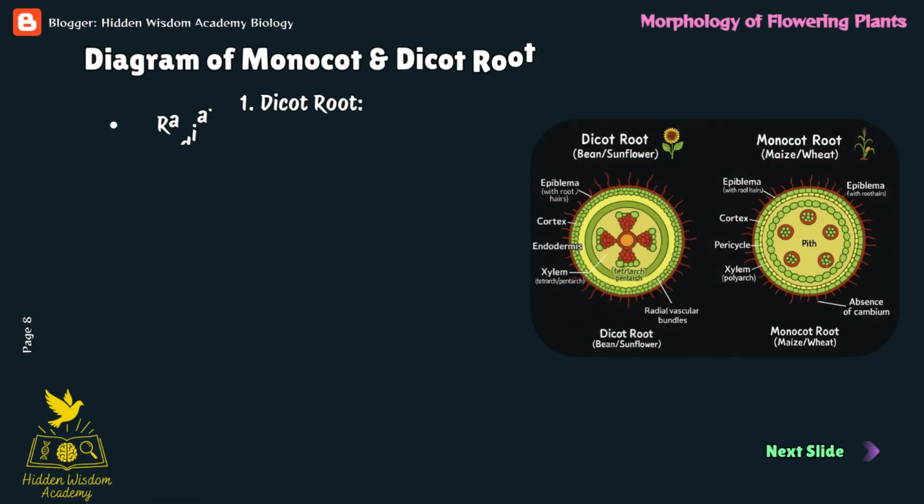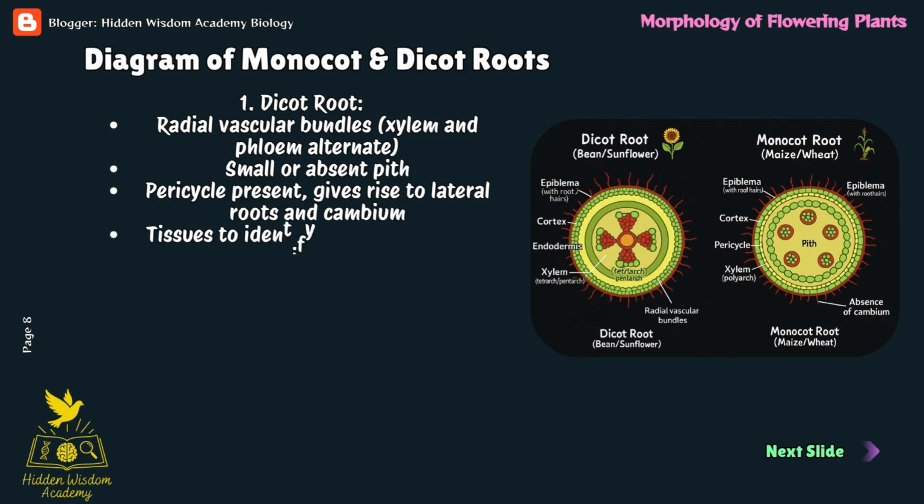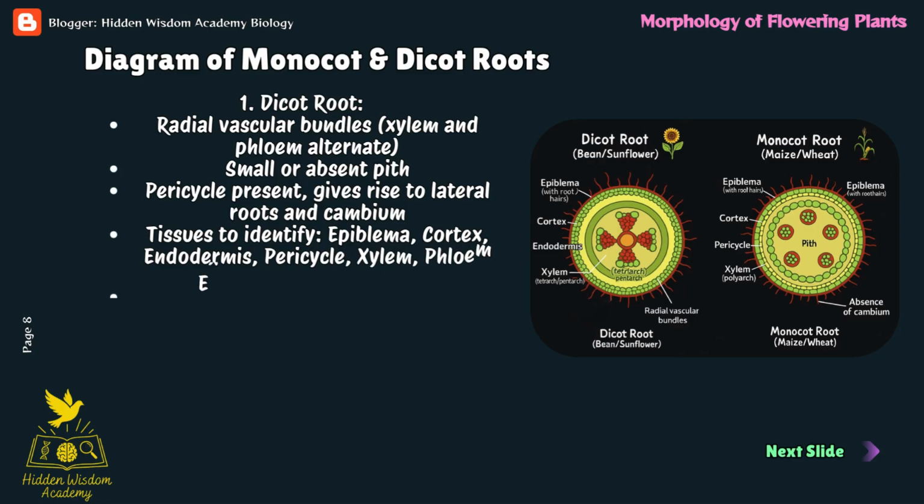Here is the diagram of dicot and monocot roots. In dicot roots like bean or sunflower, the outermost layer is epiblema with root hairs, followed by cortex, endodermis, pericycle, and radial vascular bundles with tetrarch or pentarch xylem and phloem. The pith is small or absent.